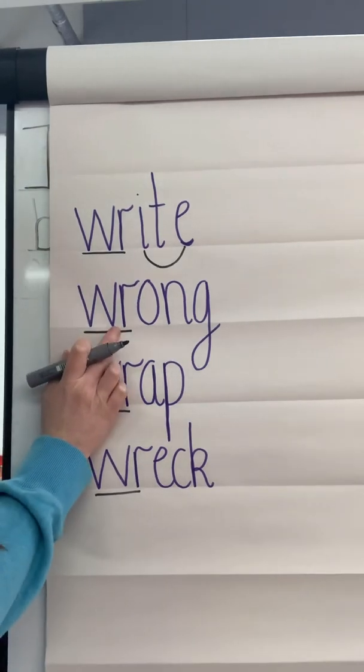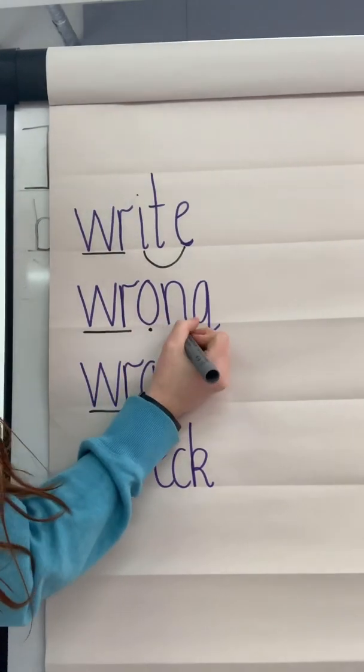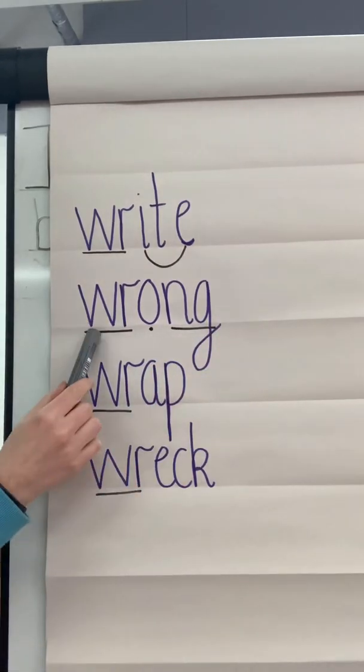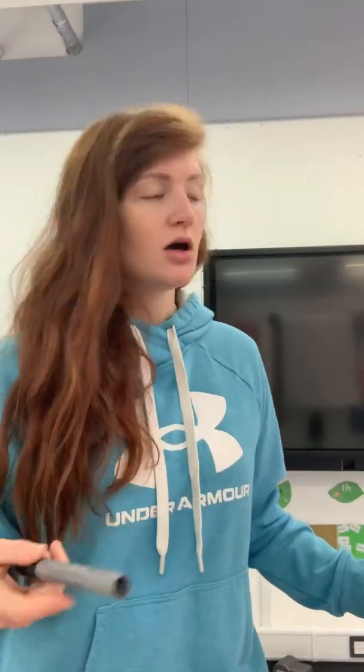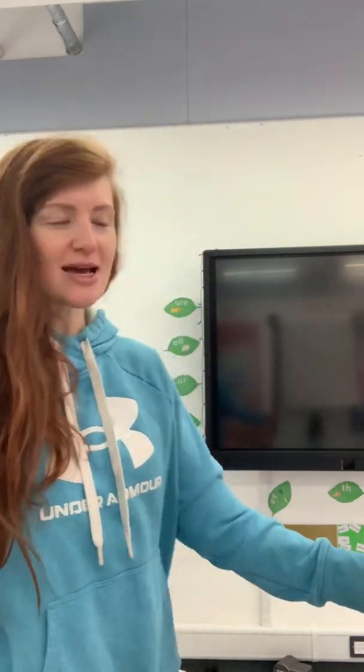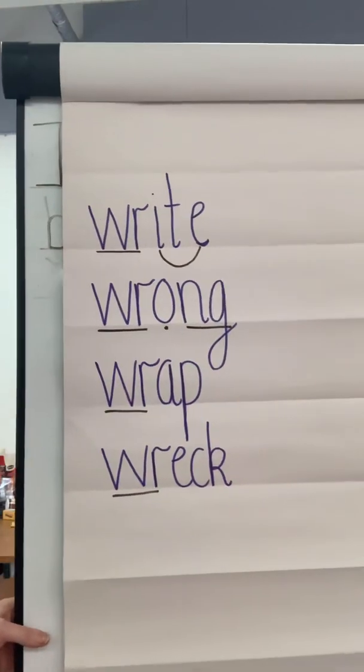Let's try this next one. We've got O, Ng. O, Ng. Wrong. So I just said about wrong and right. That's how you spell wrong, as in I got the answer wrong. Nothing to worry about, because when we make mistakes, that makes us even better. It makes us brainier, smarter, because we have to correct it.